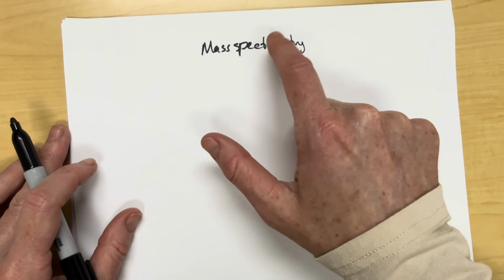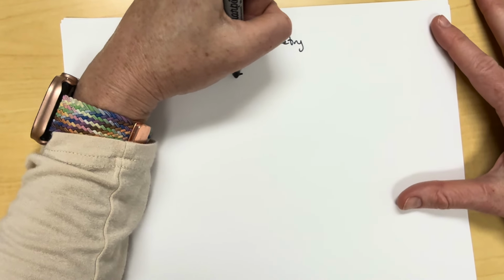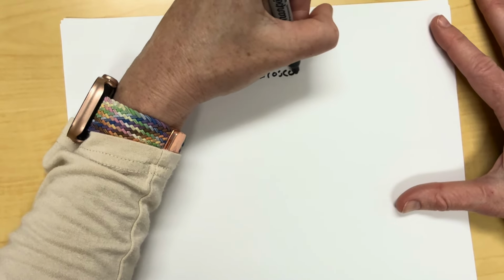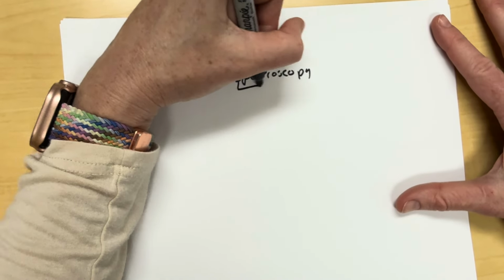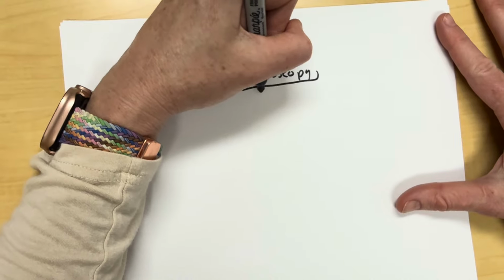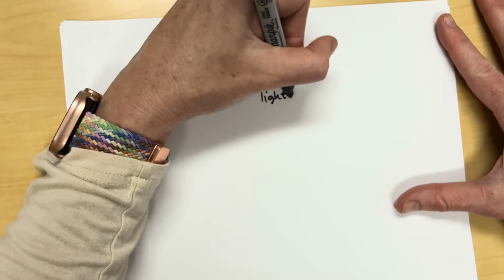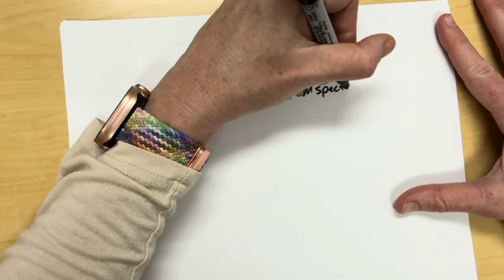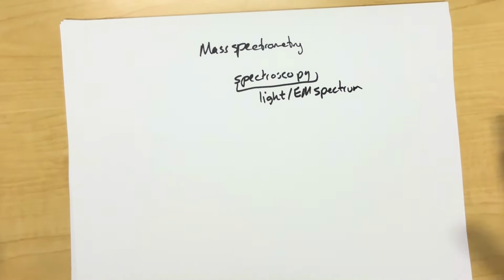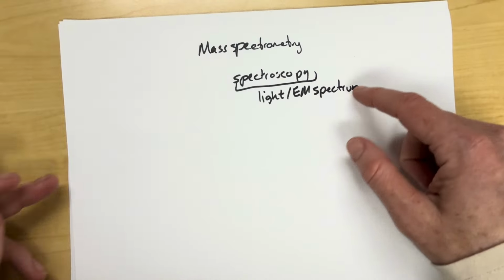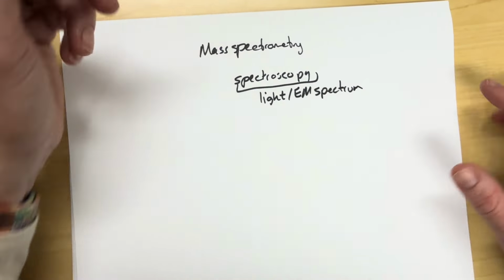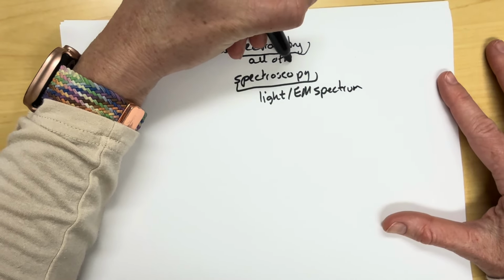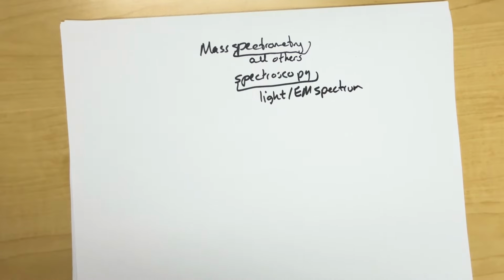Before I get there, I want to talk about the difference between spectrometry and spectroscopy. Anytime you see something that says spectroscopy, this is usually referring to something that has to do with light, or another way to think about it, the electromagnetic spectrum. So magnetism, etc. Anytime you have something in the electromagnetic spectrum, it says spectroscopy. Everything else are usually going to be called spectrometry.